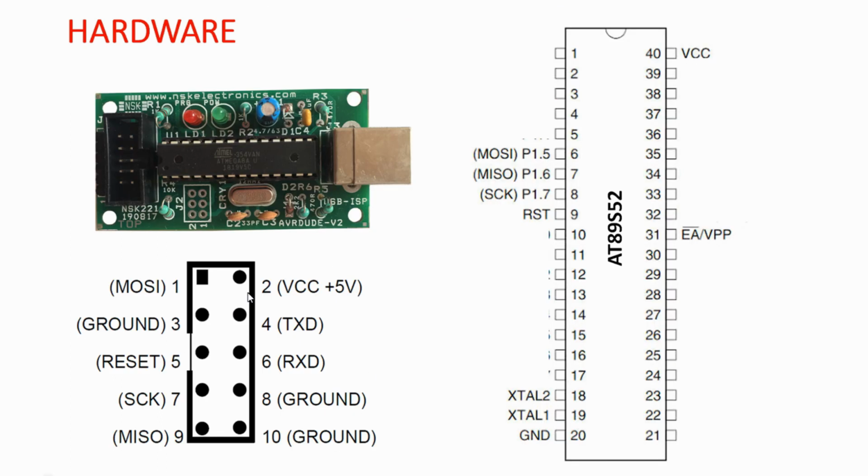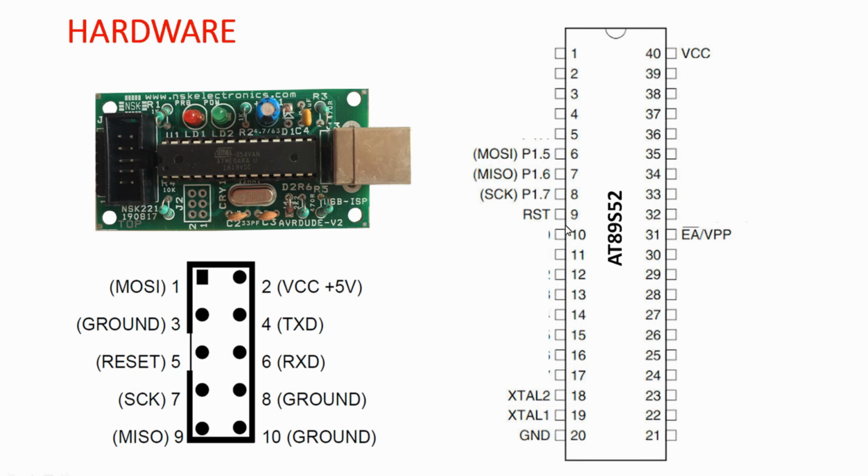So this is the pinout of this USB ASP programmer. I just want to connect the MOSI to pin 6, MISO to pin 7, and clock to pin 8, as well as the reset pin must also be connected to pin 9. Then the VCC must be connected to pin 40 and ground must be connected to pin 20.